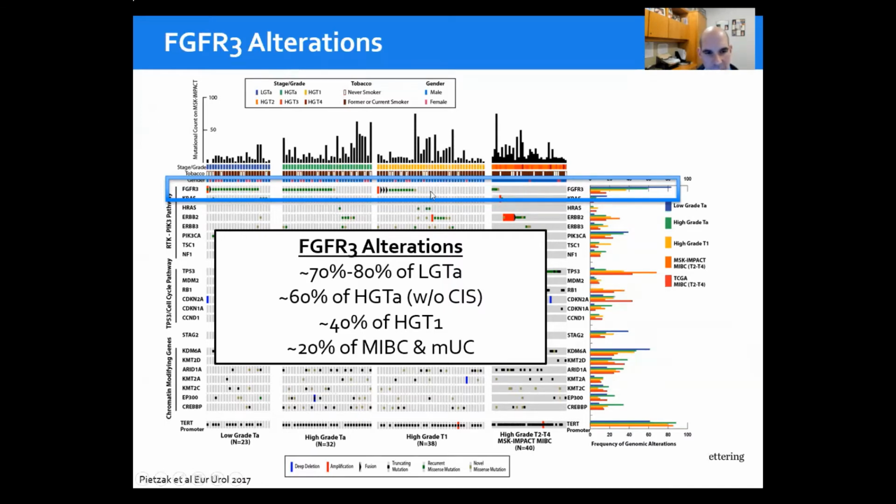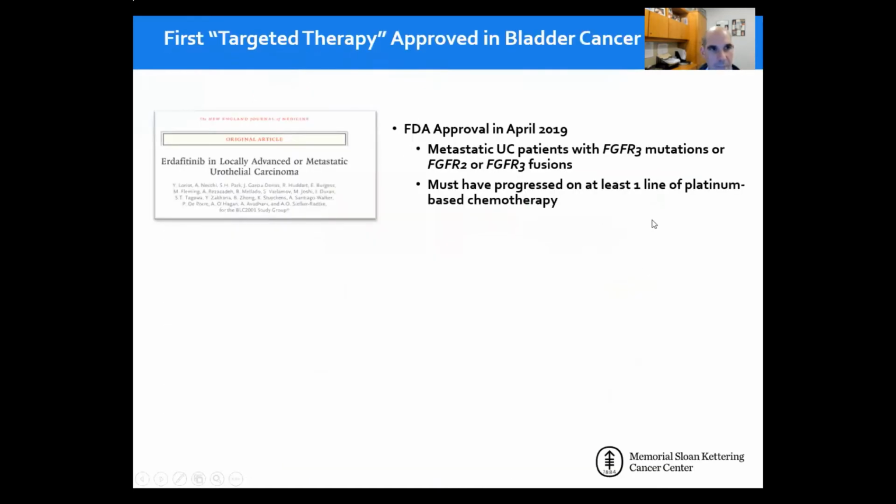And as you go up in stage to high-grade T1, you'll notice that there's less. There's 40% essentially in high-grade T1. And then when you go to muscle invasive as well as metastatic, it drops down to about 20%, as can be seen over here in this OncoPrint.